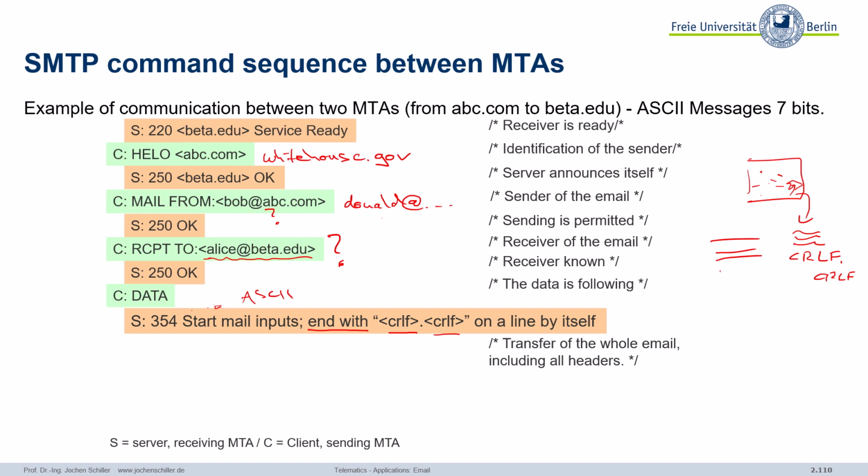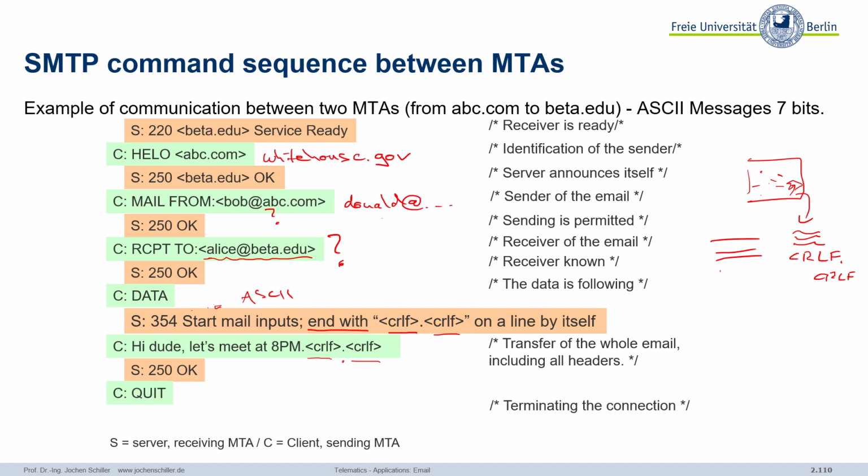So you now write your text, and you end your text with carriage return line feed dot carriage return line feed. And then the other side knows, now it's over. So that's the whole text. So you can never have carriage return line feed dot carriage return line feed in the middle of your text, because the MTA will think after reading this, oh, that's the end. Okay, end of email. That's the specification. And then you say, okay, thanks a lot, quit.